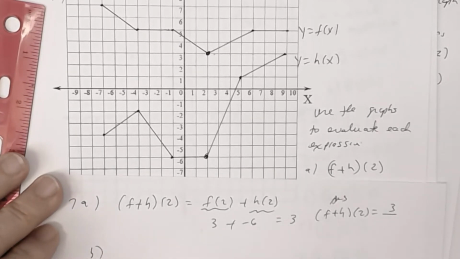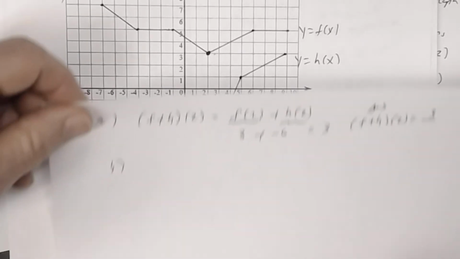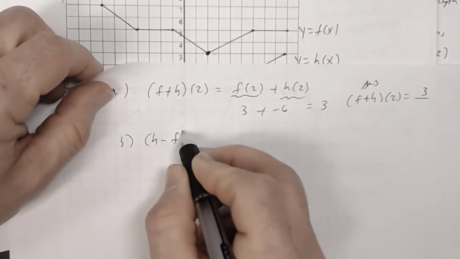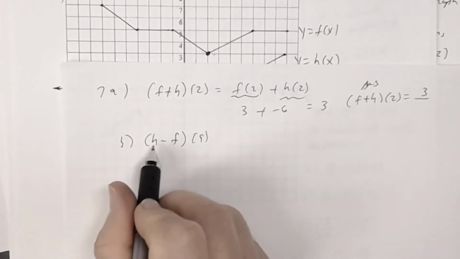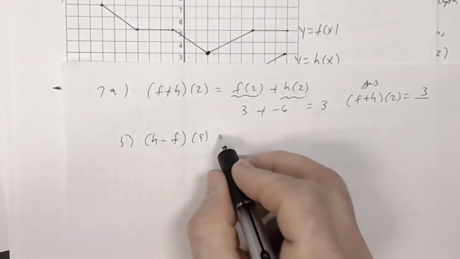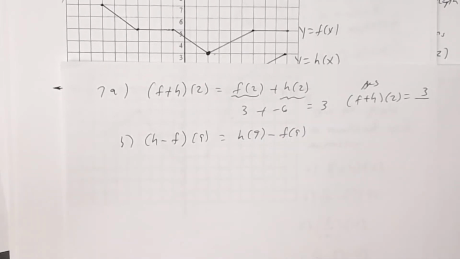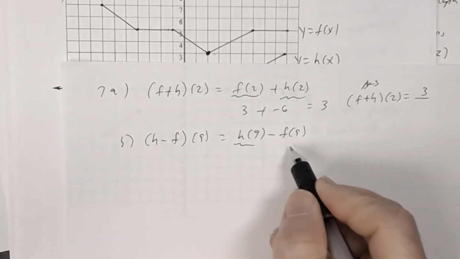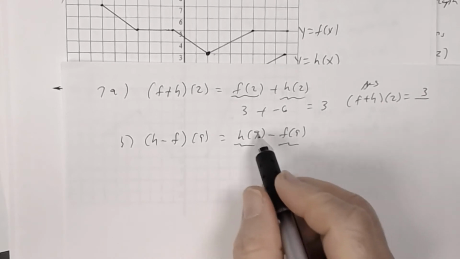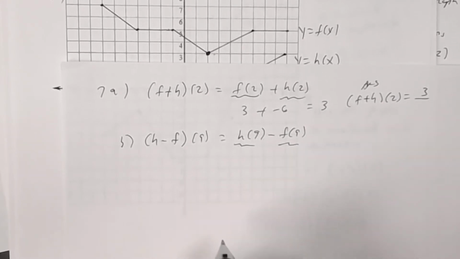B. In B, you want to find h minus f at 9. So h minus f at 9. So just remember, when you have a subtraction, the order matters, so you've got to put h first. So by definition, that means h of 9 minus f of 9, right? So I've got to find these y values. So I've got to figure out, well, when x is 9, what's that y value?